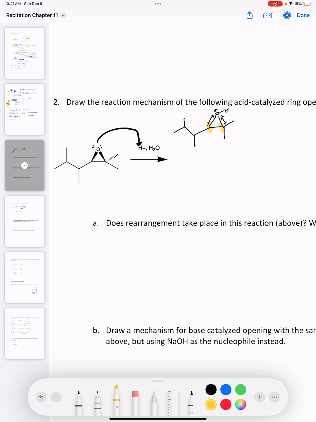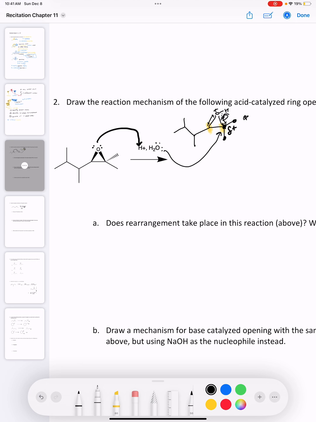However, because there are 2 carbons here, there's more electron density to give from this side, which means this side is going to have the stronger partial positive. So because that side is going to have the stronger partial positive, that's where the oxygen in the nucleophile is going to attack, and then this ring will open.